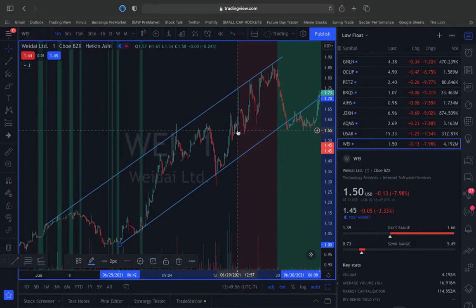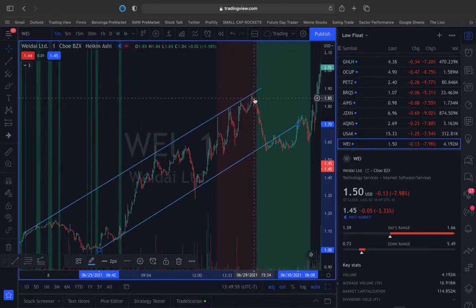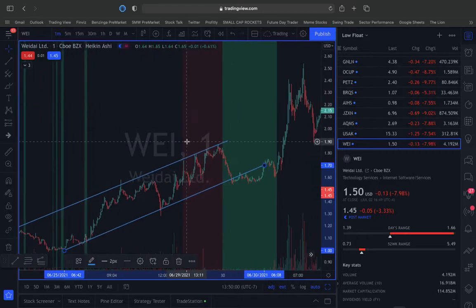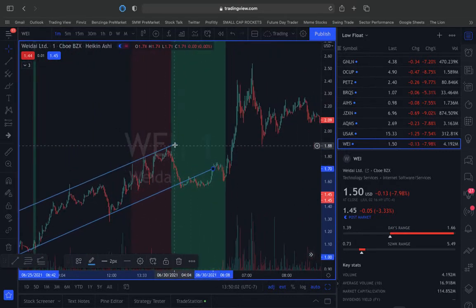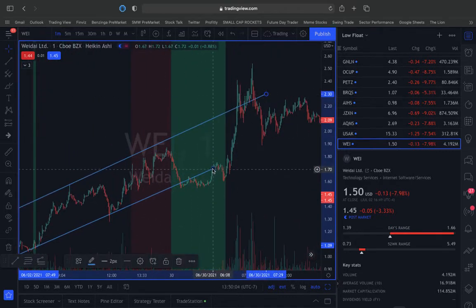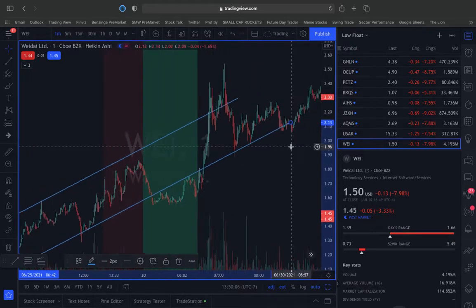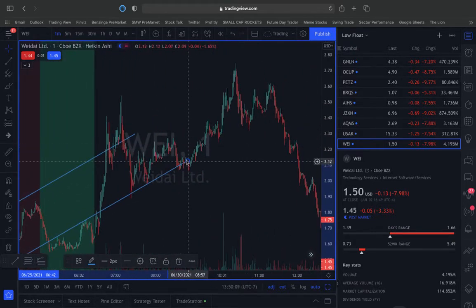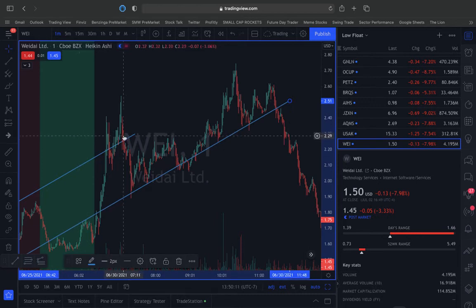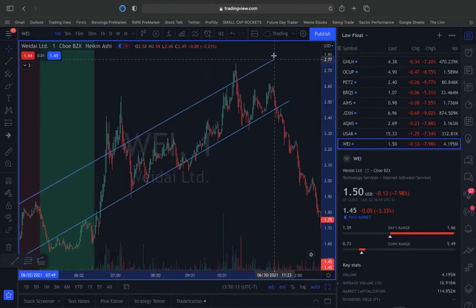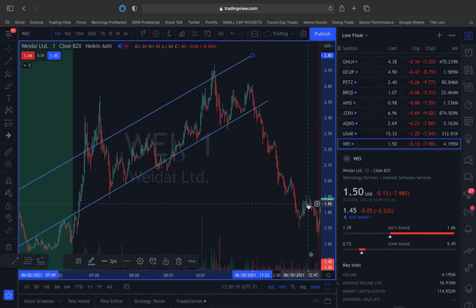lower part of the channel, and then it bounces back up, and then in after hours, it kind of tests that. Pre-market the next day kind of tests it again, and it continues to test as we continue to go until eventually it breaks out of that trend or channel right down here and begins to break down.